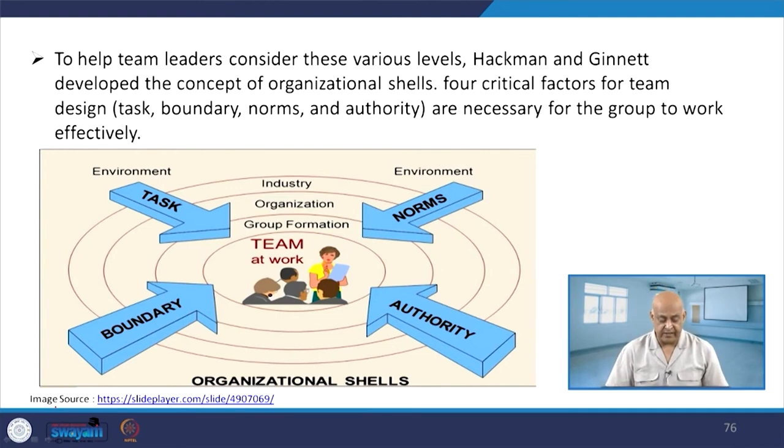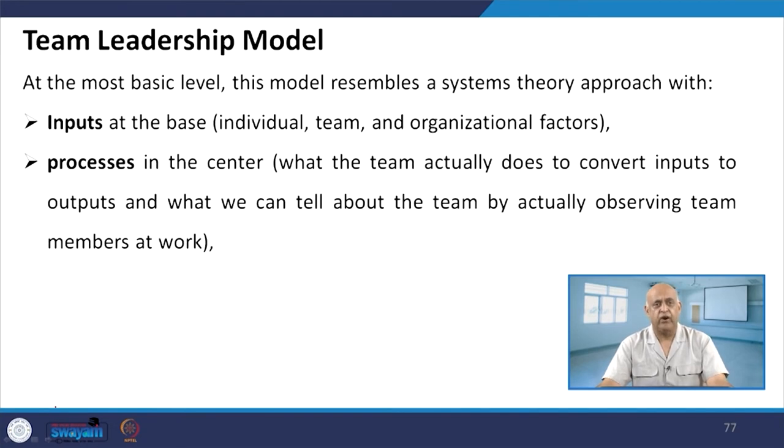Now, the critical factors in designing that will be successful in terms of the leader and leadership, and will be strong enough to convert this teamwork into more fruitful and more productive. So that leader's team effectiveness is possible if the leader is capable enough to approach all these four parameters. So, the team leadership model.